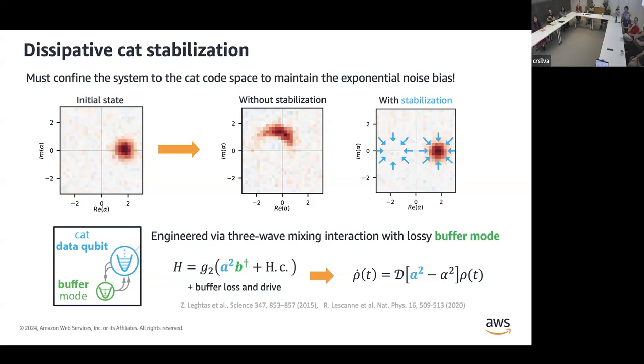Okay, so to summarize what we do, which was actually proposed in papers from Yale before, and the first one to realize this and see the exponential suppression was a group in France, from Lescanne, in 2020. So that's what we use. We just try to engineer this dissipation such that bit flips become very, very unlikely.